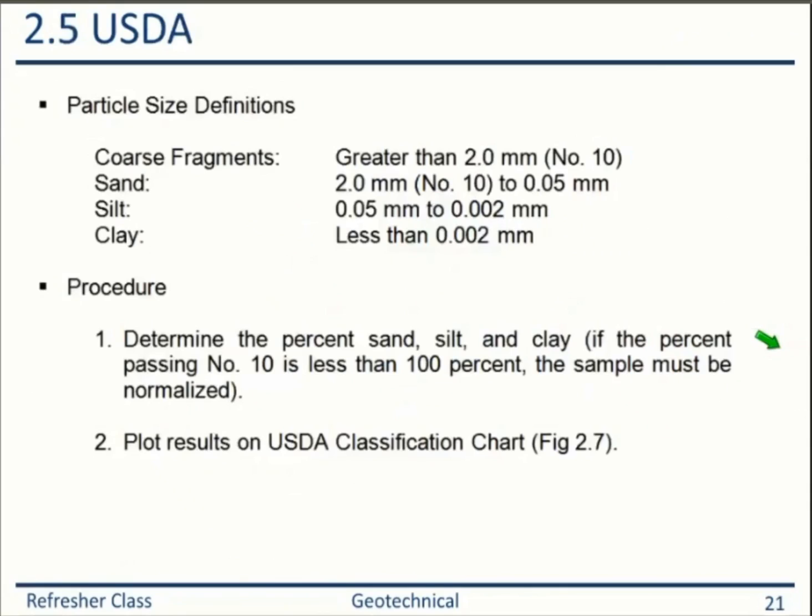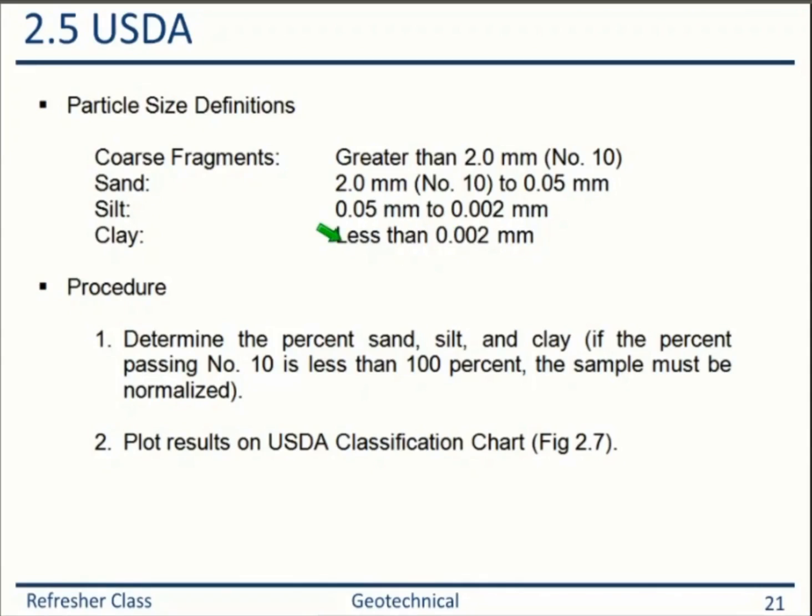And sand is anything passing through number 10 sieve, not passing through 0.05 millimeters. Look at here. As the classification system changes, the definition of the soil particle also changes. Okay? Silt is passing through 0.05 and not passing through 0.002 millimeter sieve. Clay, anything passing through 0.002 millimeter sieve is clay.